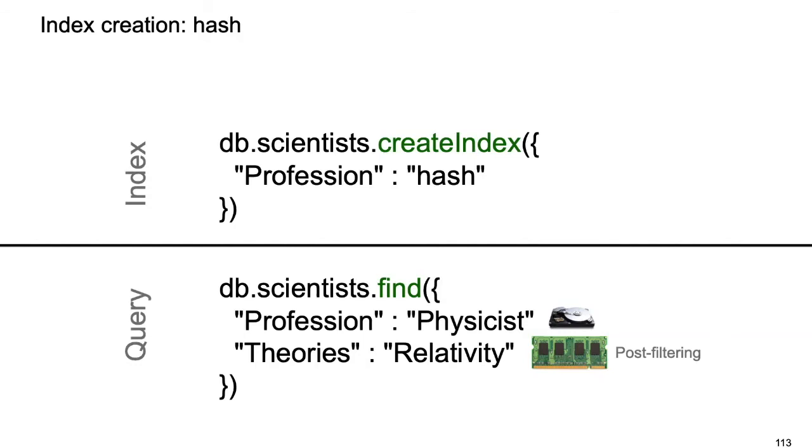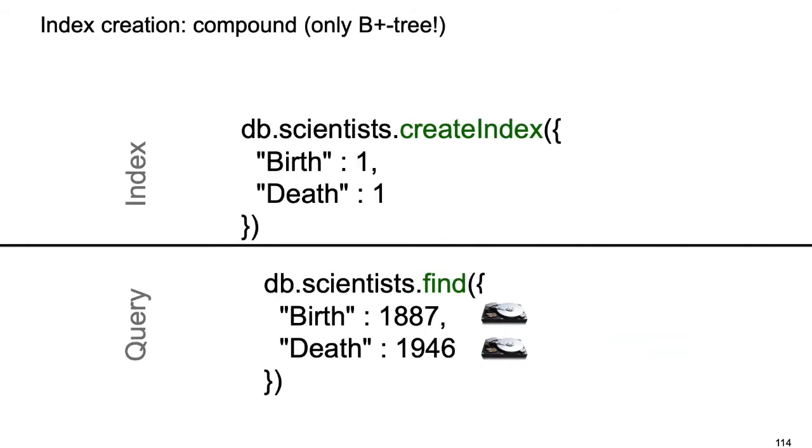For whom is that clear? Right. So you're accelerating the query with the index, but you still have extra work to do for the theories part of the query. Right. That's called post-filtering, the keyword for that, post-filtering.